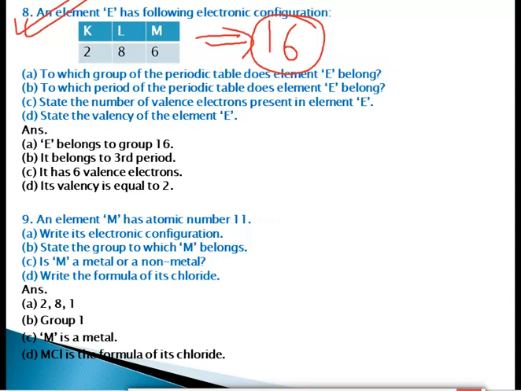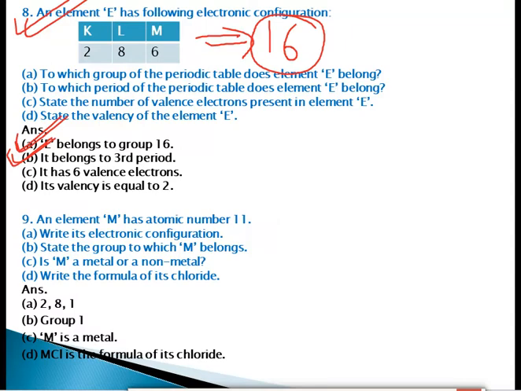To which group of the periodic table does this element belong? Since the atomic number is 16, it belongs to group number 16. Okay, to which period of the periodic table does this element E belong? It belongs to the third period of the periodic table.